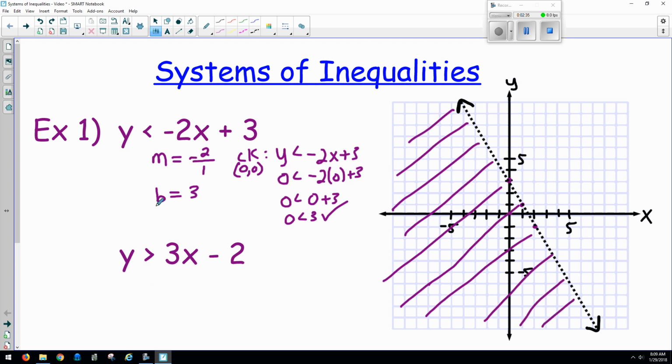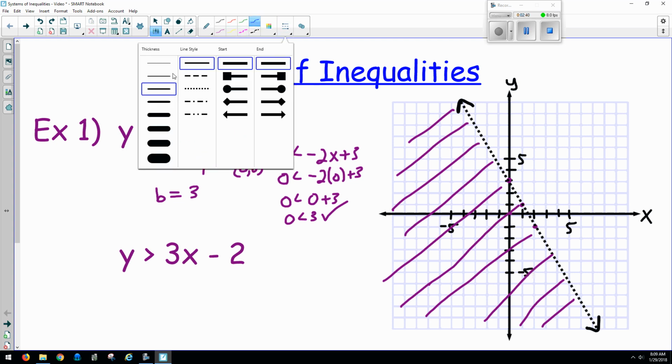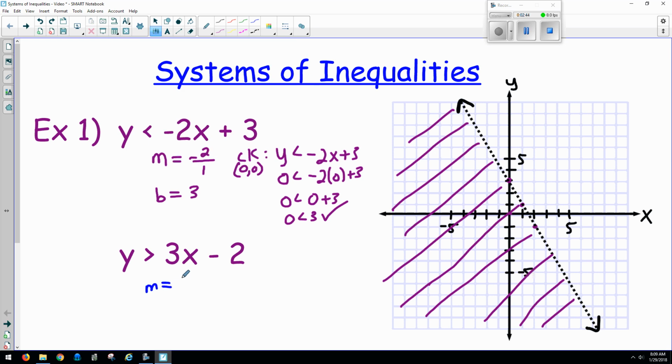Okay, now we're going to do the next one, and I'm going to choose a different color for this one. Let's go with blue. So again, we're going to define the slope. The slope is 3 or 3 over 1. Y-intercept is negative 2. Starting at negative 2, we're going to go up 3 and over 1, up 3 over 1, and so on. And we're going to check the symbol again. Again, it does not have a line underneath it, which means I have to make this a dashed line.